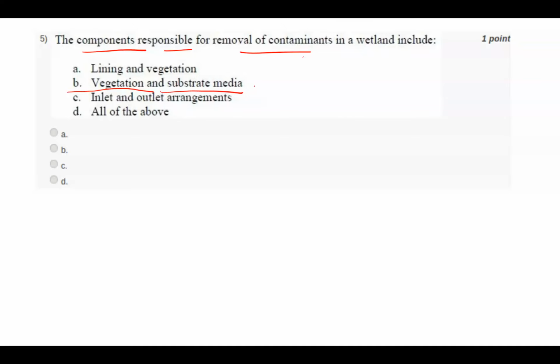So how does this come? What is substrate media? Any idea? What is vegetation? We know the vegetation we are planting. What does substrate media mean in a wetland?